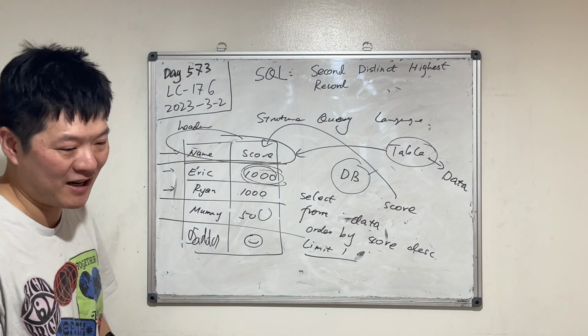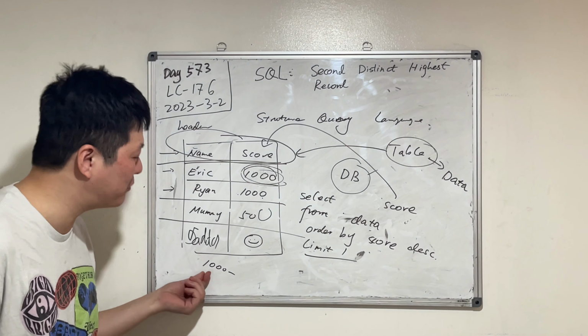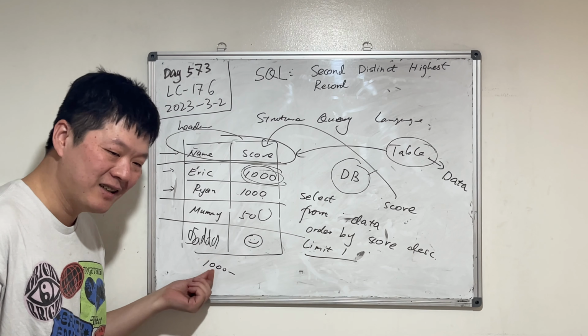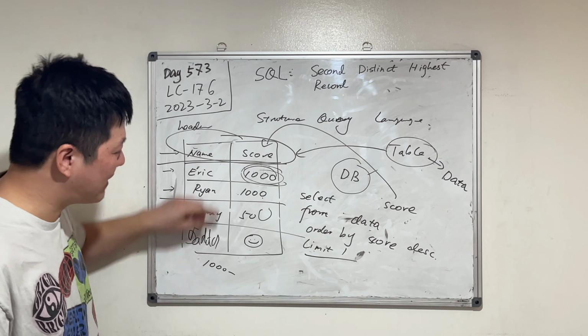Okay, let me give you a hint. How about I said 1,000 is the highest? With this information, how do you get 500? I already told you 1,000 is the highest score in this table, so I want you to find 500. How would you do that? Yeah, but ignore 1,000. Okay, so that's it.